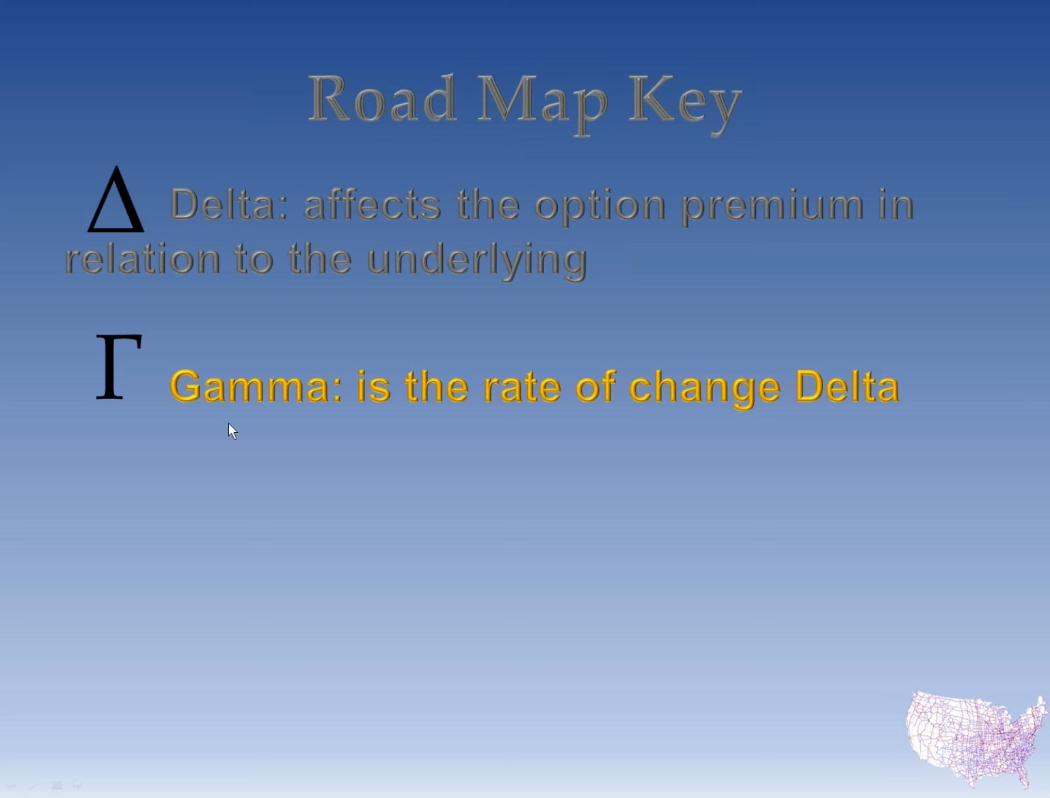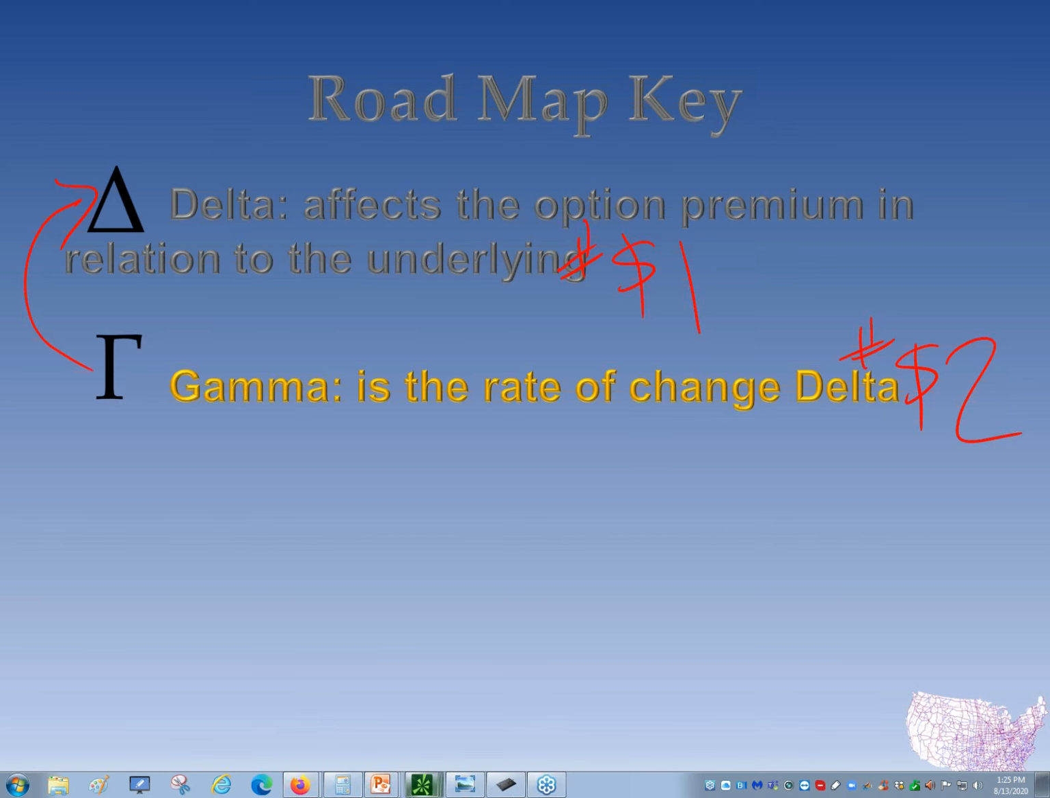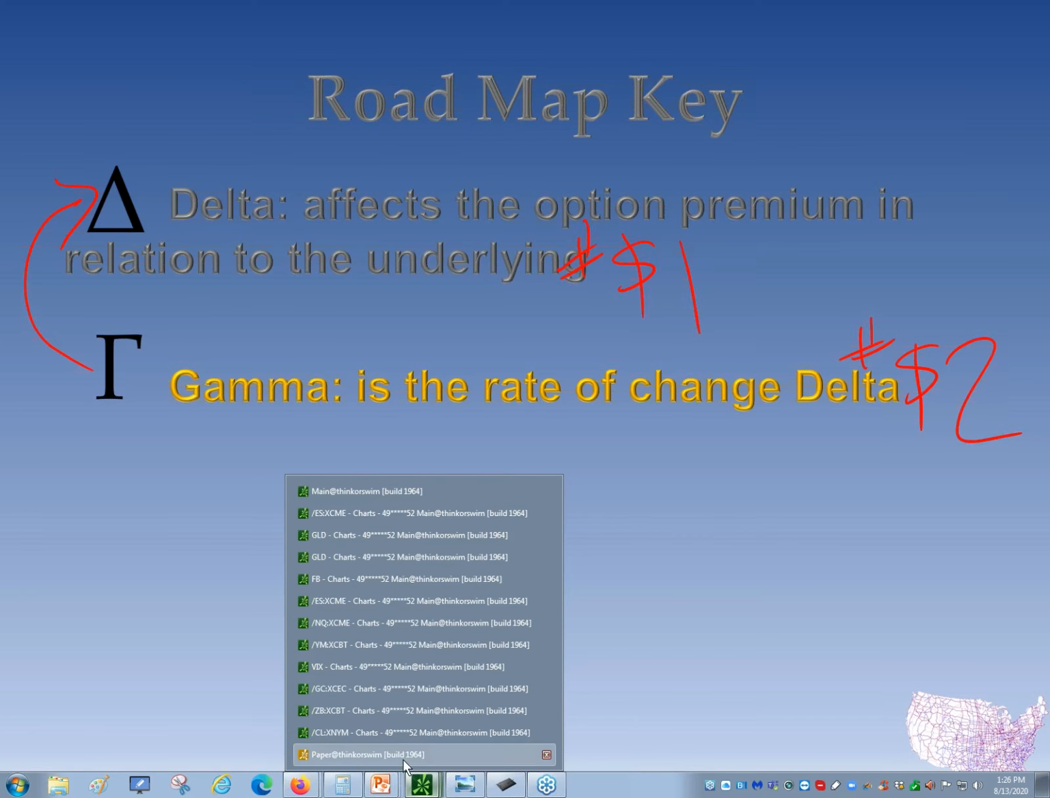All right, easiest way to remember gamma: gamma goes with delta. We talked about delta being the first dollar move, dollar number one. Gamma is dollar number two. So on the first dollar, delta adds into the premium, and on that second dollar move, gamma is going to add into that delta.